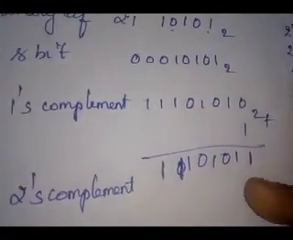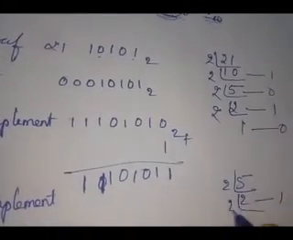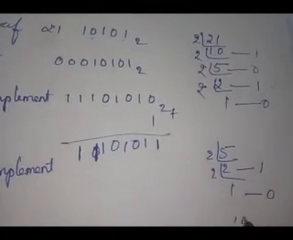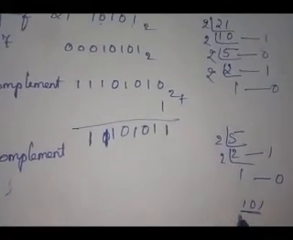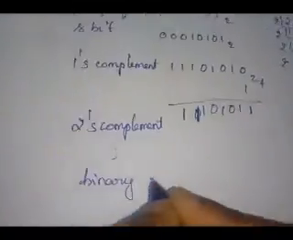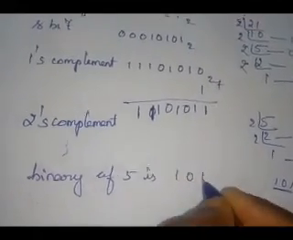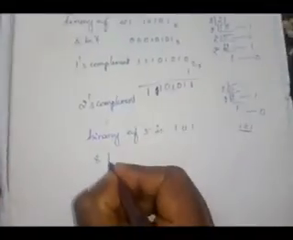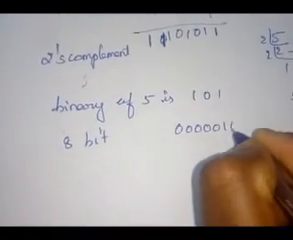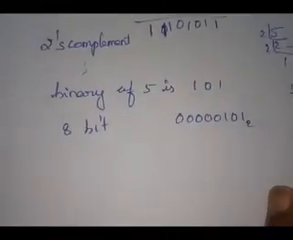Then take the binary of 5. What is the binary value of 5? 2 2s are 4, remaining 1. 1 2 is 2, remaining 0. What is the binary value of 5? 1 0 1. Here how many bits? 3 bits. Add 5 more bits on the left side. Then binary of 5 is 1 0 1. Then make it 8 bit, add 5 more 0s with that. 1 2 3 4 5 6 7 8. 8 bits are there.